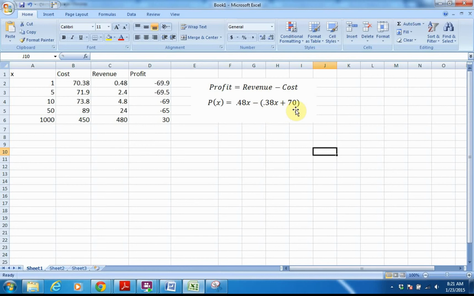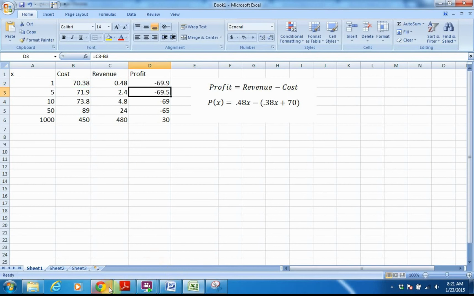When you take that information and you put it in Excel, what I've done over here where you see the 1, 5, 10, 50, 1,000, those are just original domain values. I'm setting up values that I can evaluate the cost, the revenue, and the profit. The cost function I've typed in. The revenue function I've also typed in. The profit function, notice all I've done in Excel is to use the cell references for revenue minus cost.